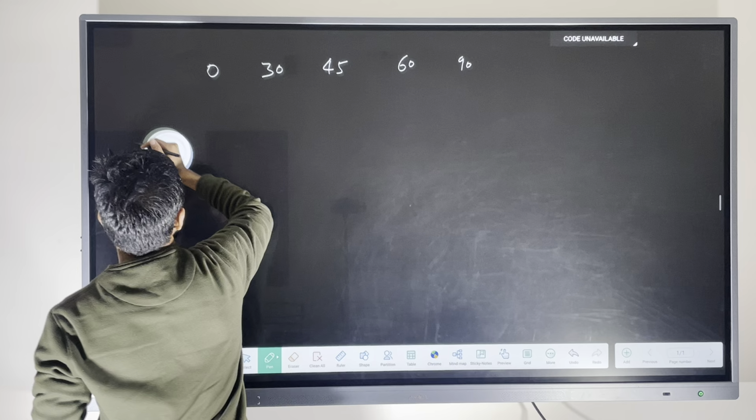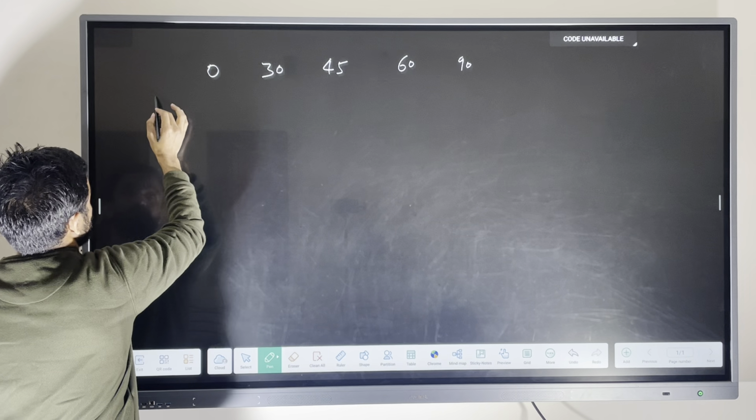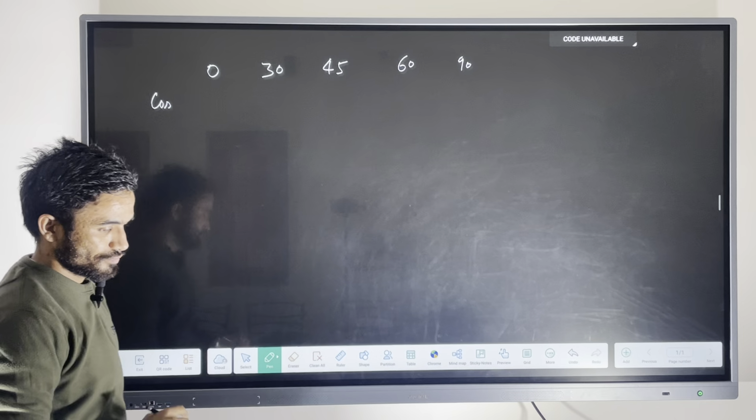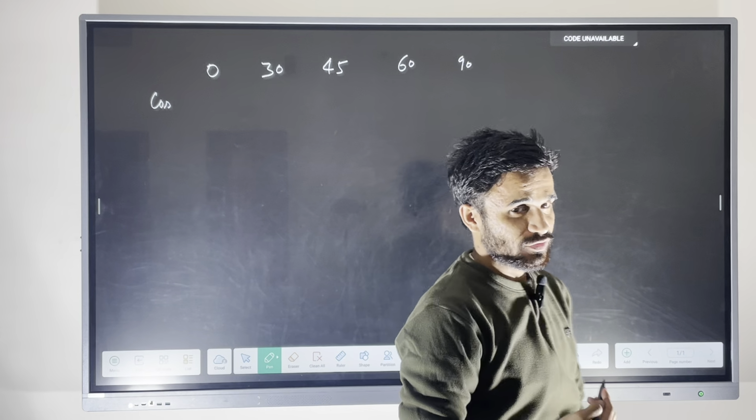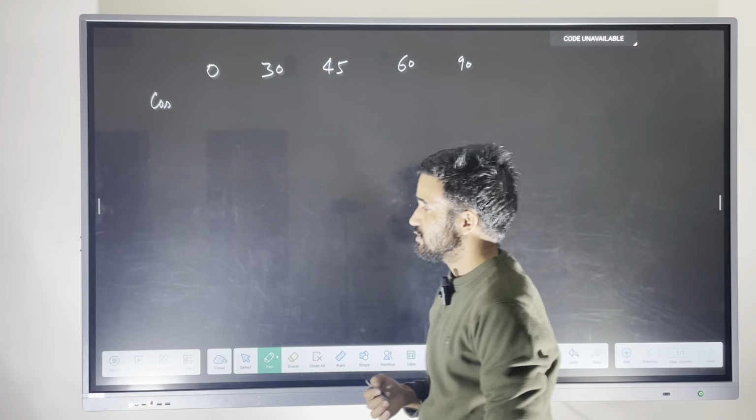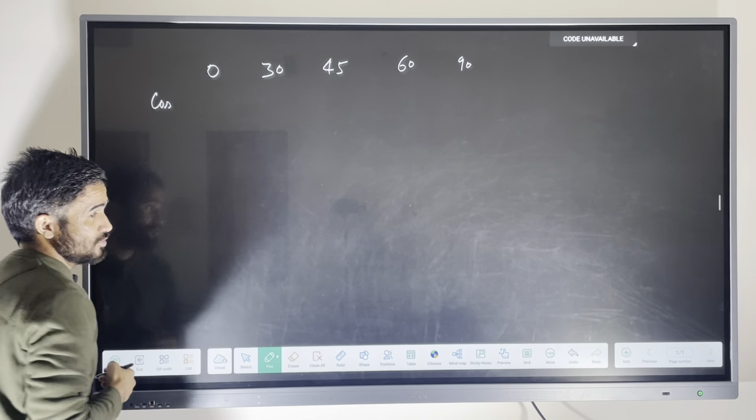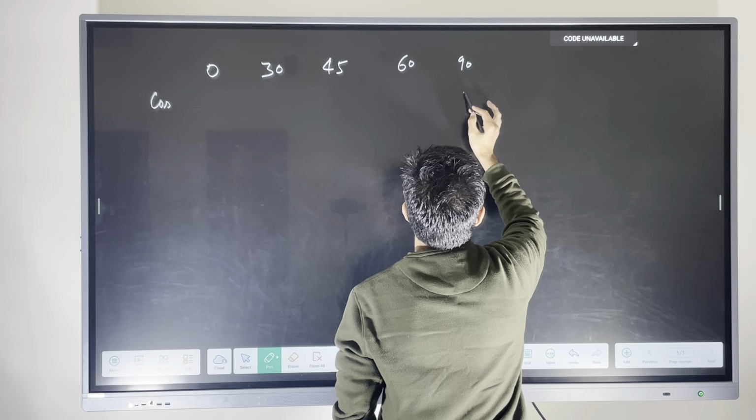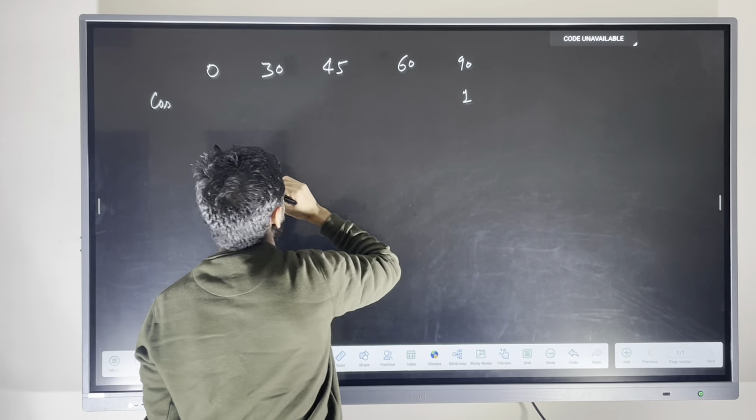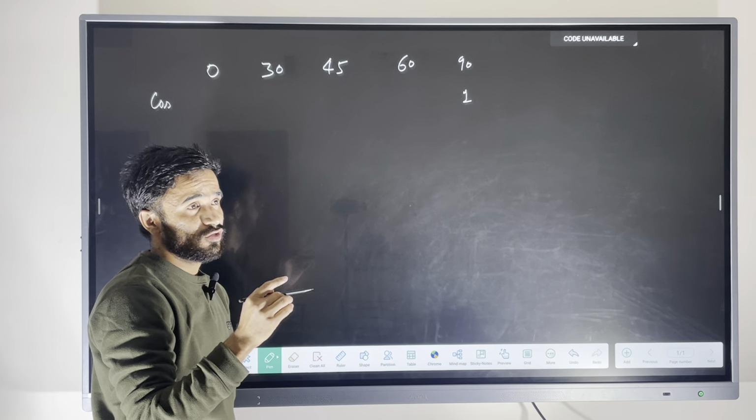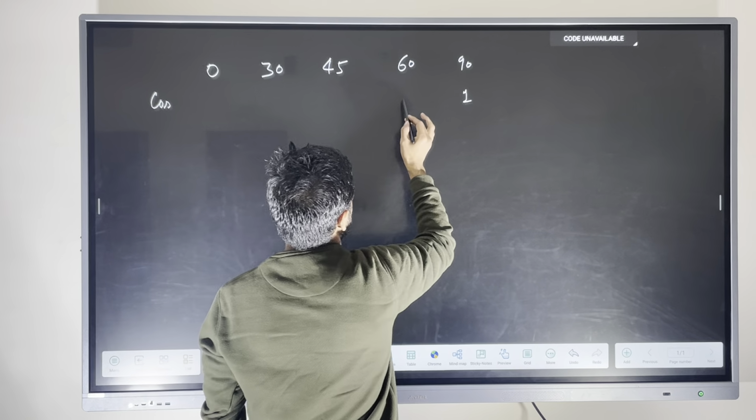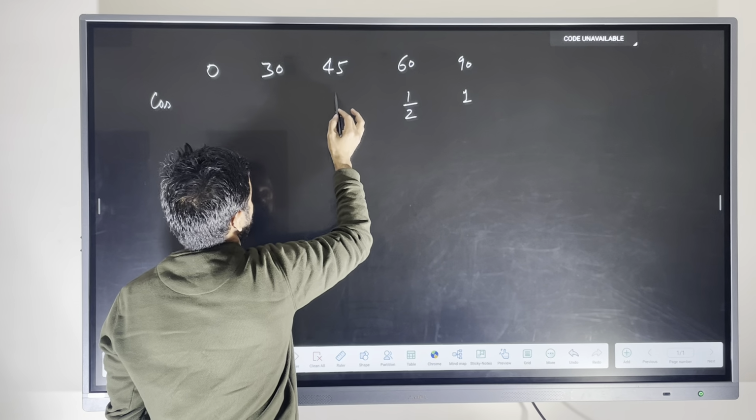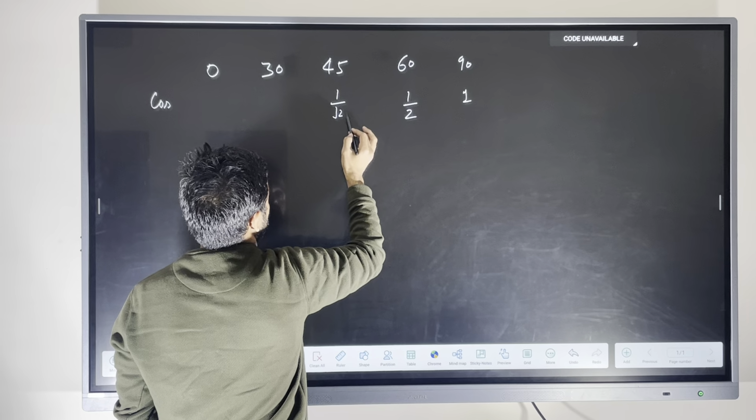We have seen that the values of cos are just the reverse of sine. The value of sine 0 is equal to the value of cos 90. The value of sine 30 is equal to the value of cos 60, that is 1 upon 2. Sine 45 and cos 45 have the same value, 1 upon root 2.